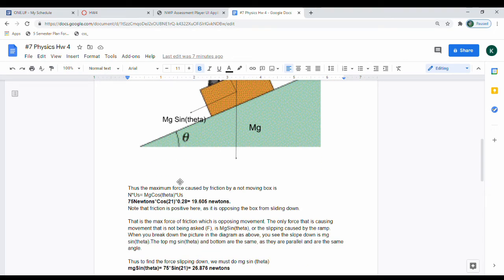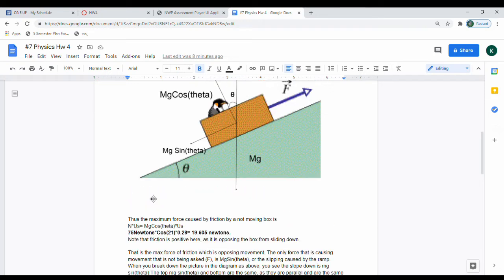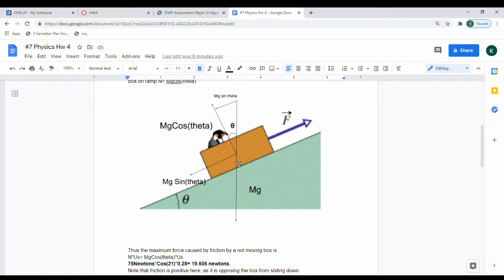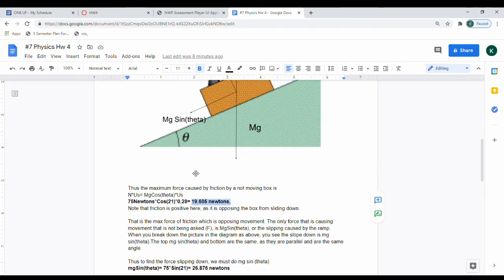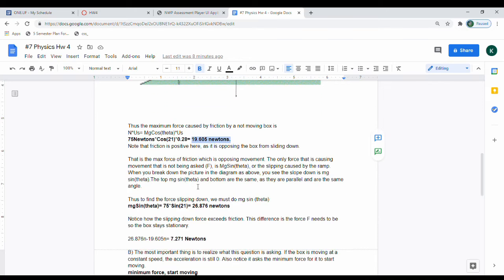So then we know the formula for friction, which is just the normal force times the static friction coefficient, and that's mg cosine theta, as we just found for the normal force. So then you plug in your weight, your mg essentially, times cosine theta, and then the static friction coefficient. So then this is the force that friction can oppose at most.